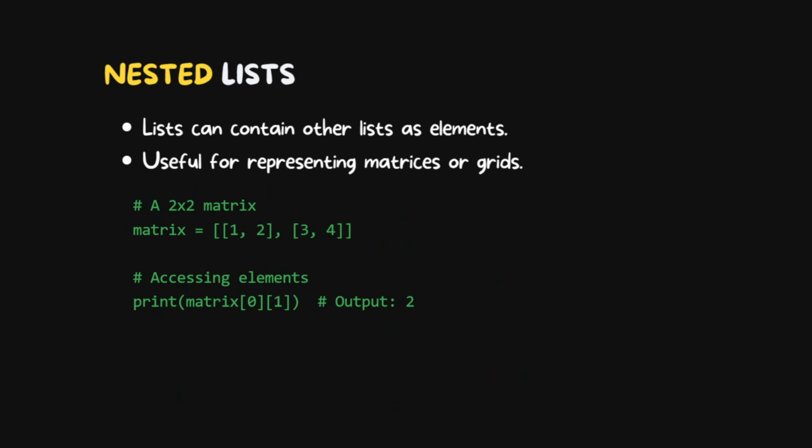Nested lists are lists within lists. They are often used to represent matrices or grids. So here is an example. Here matrix[0][1] accesses the second element of the first list, which is 2. Nested lists are powerful for organizing complex data.